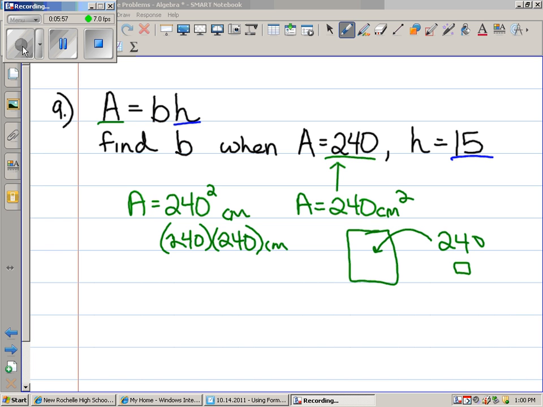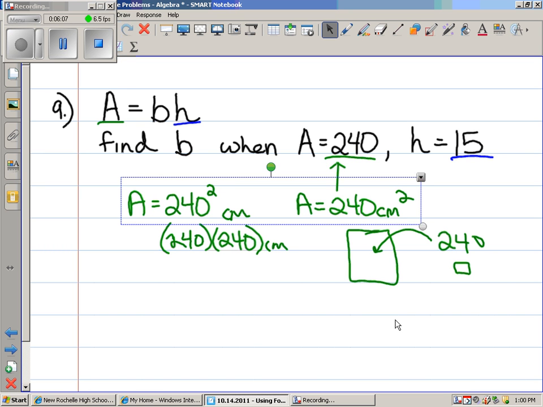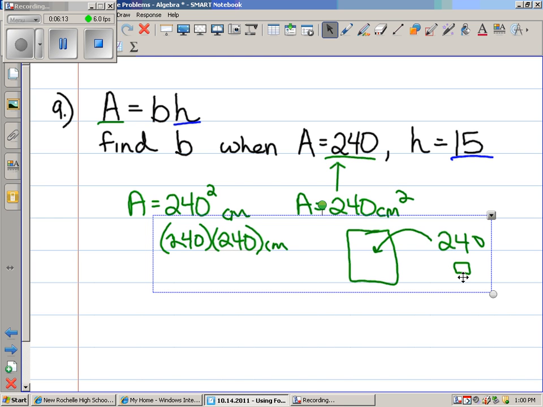Okay, so let's talk again, right? The first one means 240 times 240. That's what the squaring means. In the second one, when you put the square above the cm, it's talking about areas. It's saying 240 square tiles fit in that space. So you have to be careful of the details. That's what I'm trying to get at.